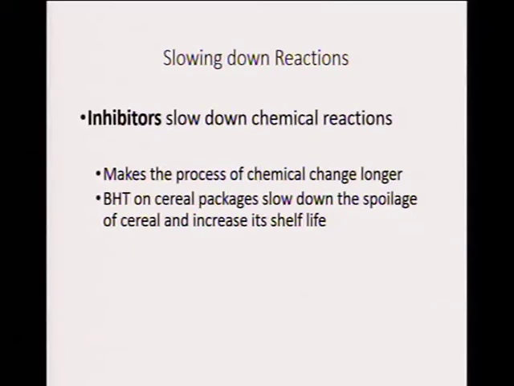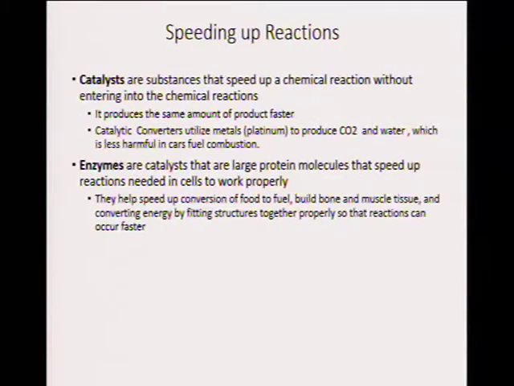Then, slowing down reactions, we have inhibitors. Inhibitors are things that slow down a chemical reaction and make the process of chemical change longer. For example, on cereal packets, BHT slows down the spoilage of cereal and increases the shelf life. And if there are inhibitors, there are also those that can speed up the reaction.